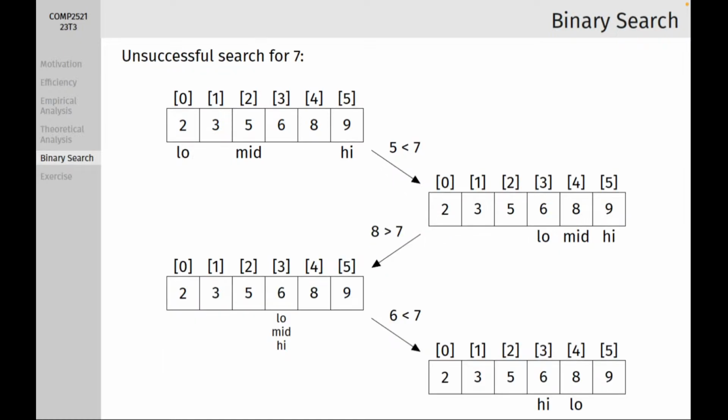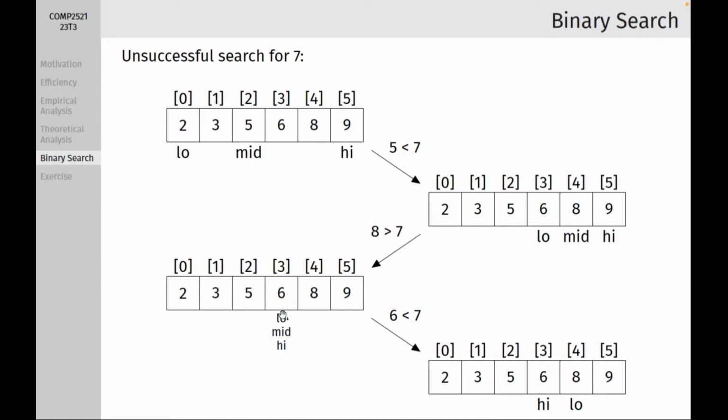Here's an example of an unsuccessful search. So we search for 7. We compare 7 with the middle element, which is 5. 7 is greater, so we search on the right-hand side. Then the middle element is now 8. So since 7 is less than 8, we search on the left-hand side. So we set high to be mid minus 1, which is 3.